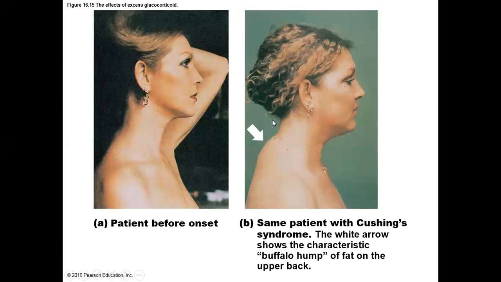This right here is Cushing's syndrome. So this little hump, they call it the buffalo hump that you see, it's fat actually. Isn't that crazy? This was her before the onset of Cushing's, and this is her after the onset of Cushing's.